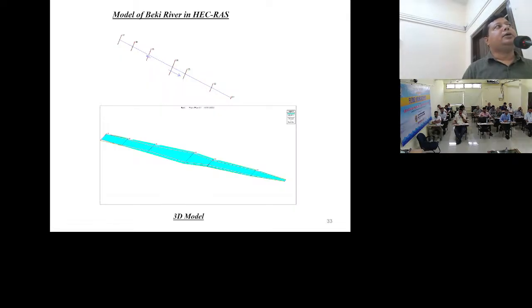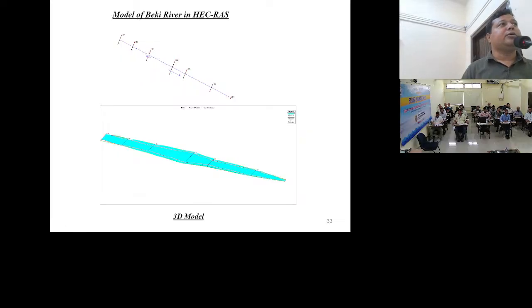We will have a training program on model study next month. We call it hydraulic model studies. In the hydraulic model, we have two components: one is physical, one is mathematical. In mathematical, we have 1D and 2D. We will concentrate on 1D HEC-RAS modeling, and we will practice it here, and you will be able to do this 1D modeling yourself after this training.